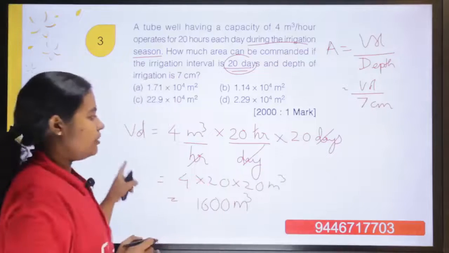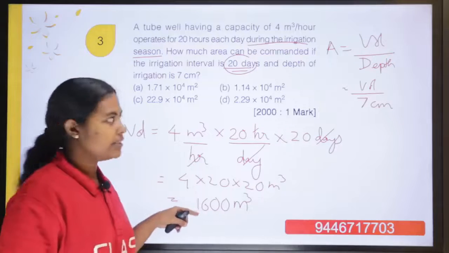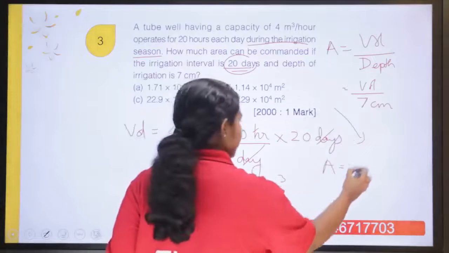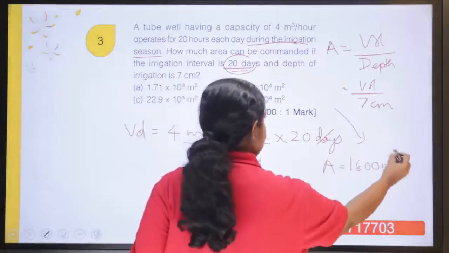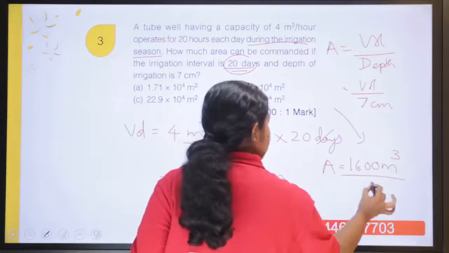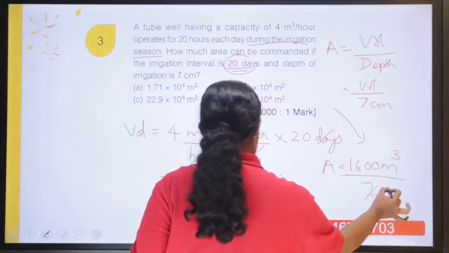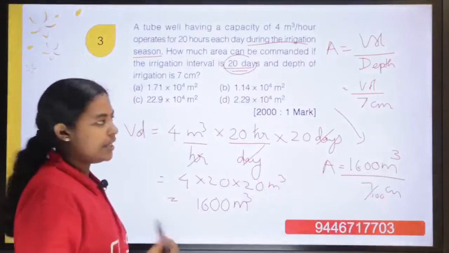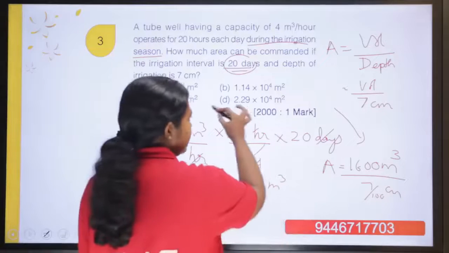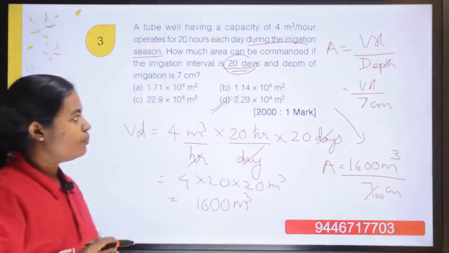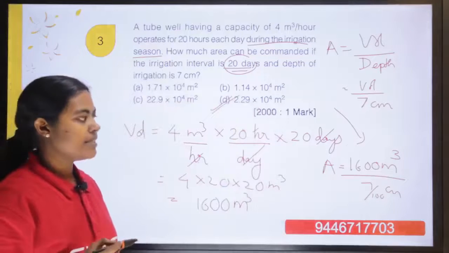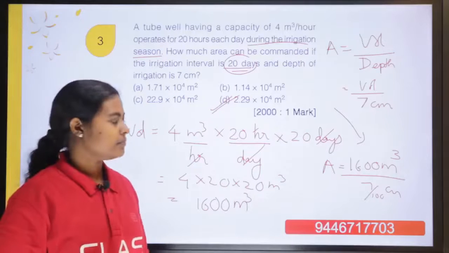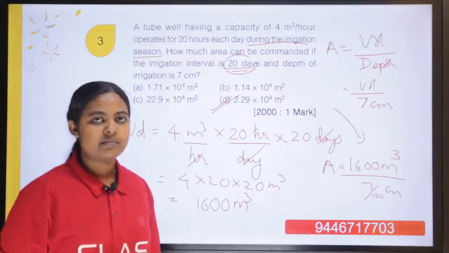Now we know the volume of water which is supplied to the irrigation field. Now how can we find out the area? Area will be equal to 1600 meter cube of volume divided by 7 by 100 meters. If I solve this, I will get the value of area to be approximately option D, that is 2.29 into 10 raised to 4 meters square. We'll see the next question.